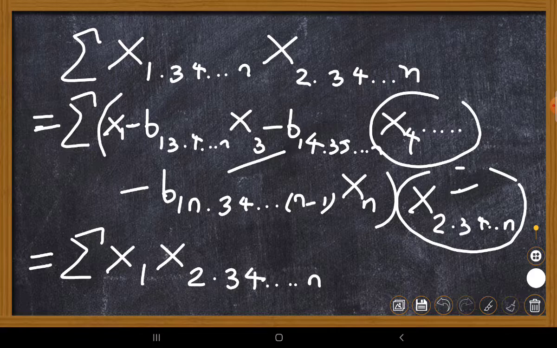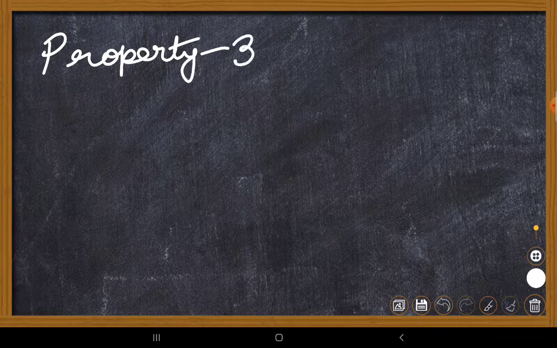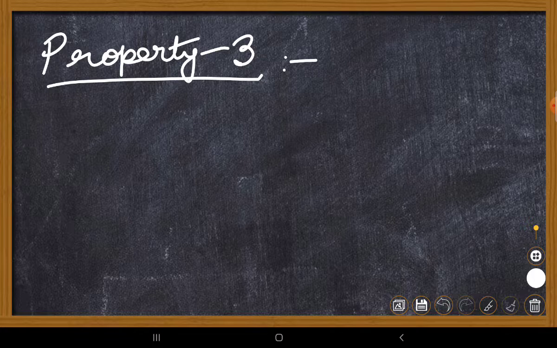Okay, I hope this is clear. If you try and practice by yourself, this is not hard at all. It's very easy. So let us move on to the next property, property number 3. The property number 3 states that the sum of the product of two residuals is 0 if all the subscripts, primary and secondary, of the one occur among the secondary subscripts of the other. So we will understand this by an example.